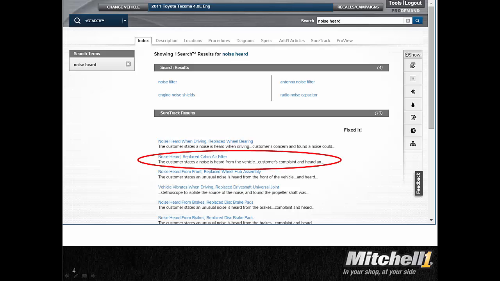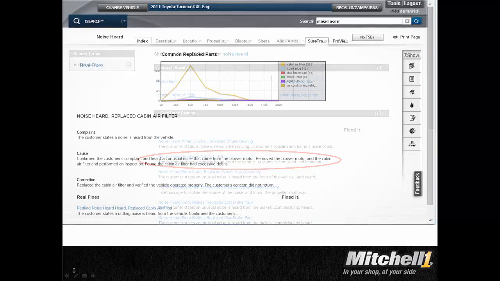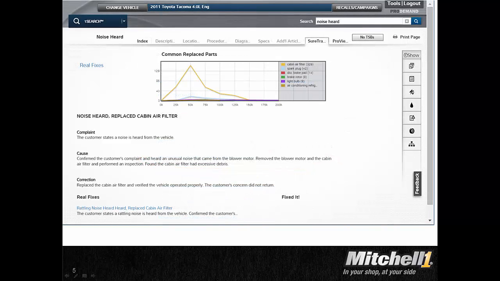And the second listed thing down says noise heard replaced cabin air filter. Well, we thought that's interesting because that's right by the blower motor, and it could certainly be associated with our problem. And when we clicked on that, what you see is the complaint, which was similar to our customer's complaint. They heard a noise. What they did was they actually thought it was the blower motor, pulled that out, but discovered that there was a lot of debris on the cabin air filter that was actually rubbing on the fan of the blower motor and causing this noise.